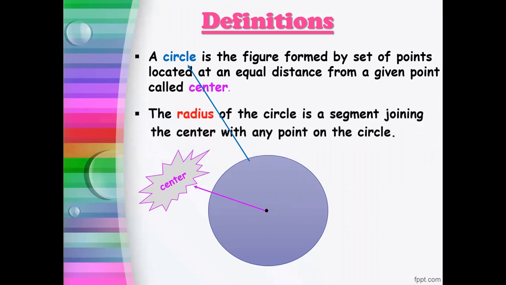What is the radius of the circle? It is a segment joining the center with any point on the circle. Let's see. This segment is joining the center with a point on the circle, so it is a radius.